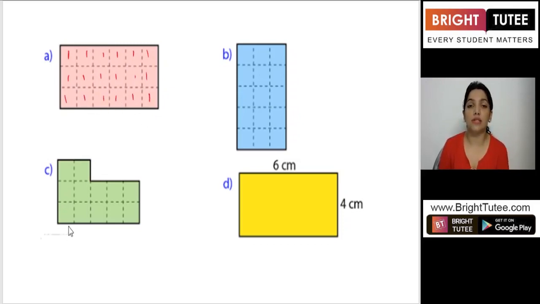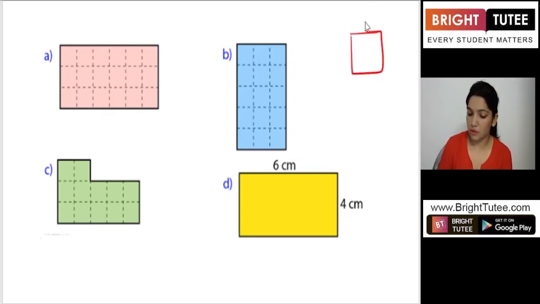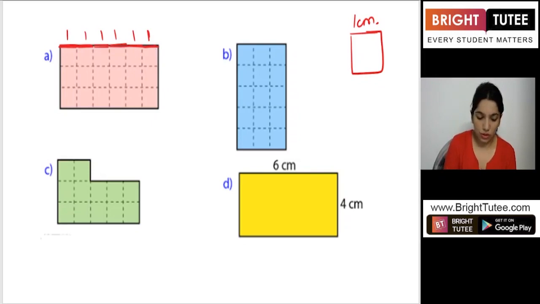So the answer to this is, let's just go back. Okay, we were calculating the perimeter. We know that each side of this particular box is 1 centimeter, right? So let us calculate from here. This is 1 centimeter, this is 1 centimeter again. Okay, so let us see what is the length given. So it is 1, 2, 3, 4, 5, 6. So this particular length that is given to us is 6.